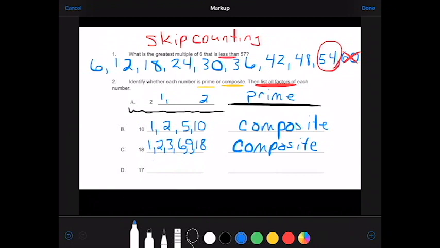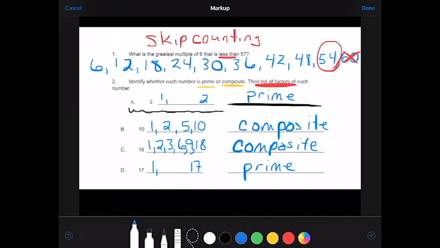Then we have 17, so we write 1 and 17. And then we check, but 2 does not go, 3 does not go, 4 does not go, 5 certainly doesn't go because that would be 15 or 20. 6 doesn't go, because I know 6 goes into 18. And so this number is prime because it only has 2 factors, exactly 2 factors.